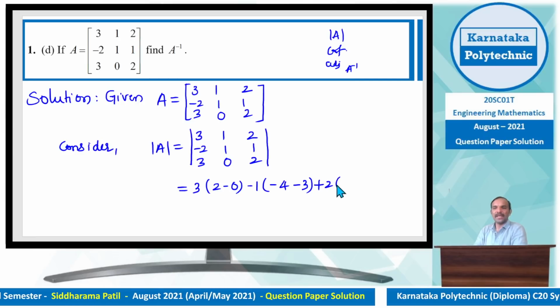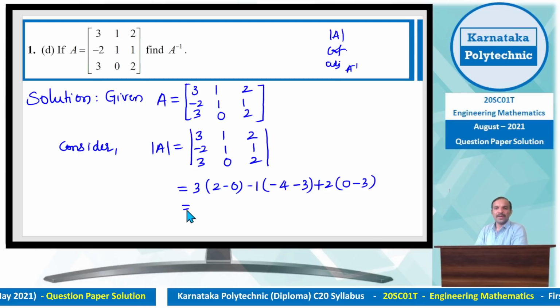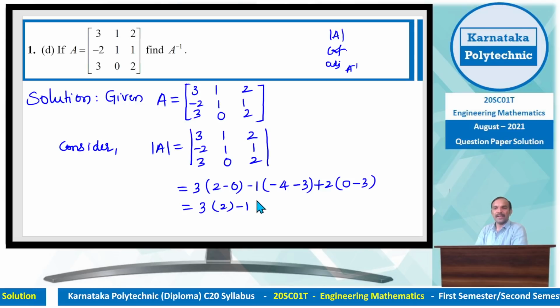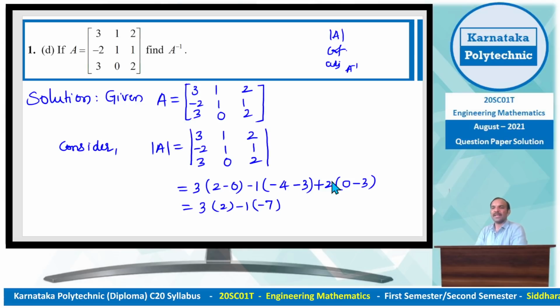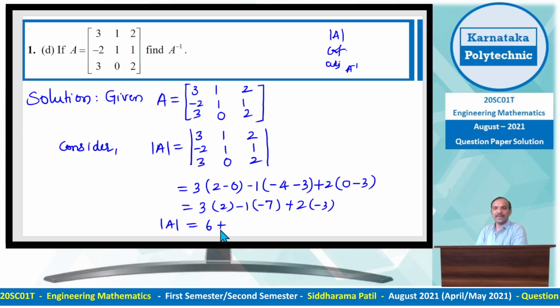Plus 2 into, the last element 2, first row third column deleted, minus 2 into 0 minus 3 into 1, 3. Now equal to 3 into 2, minus 1 into minus 7, minus 4 minus 3 is minus 7, plus 2 into minus 3. Determinant of A is equal to 3 into 2, 6, minus into minus, plus 7, minus 6. Now plus 6 minus 6 cancels. What is the answer? It is 7.